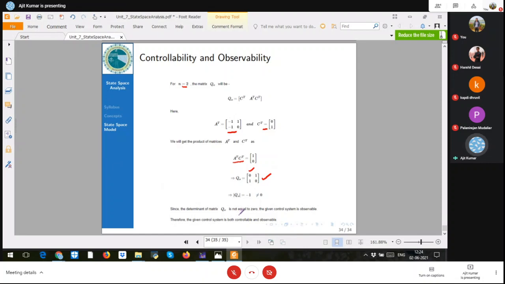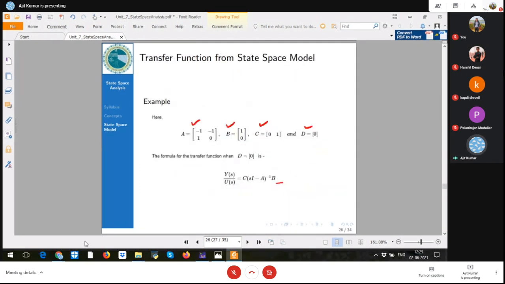Why? Because your QC and Q0 matrices both are full rank matrices, or their determinants are non-zero, right? So this was the concept we were trying to understand today. So let's revise whatever we have studied today. Is there any issue with that? So we will just summarize for today's lecture what we have learned.